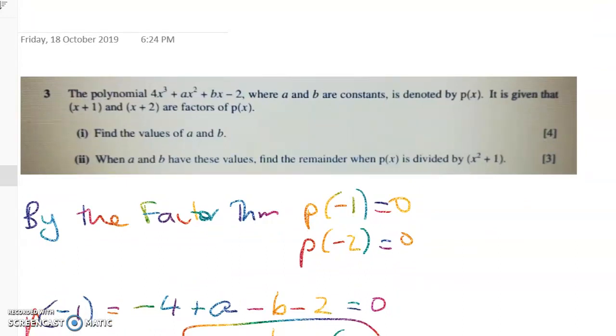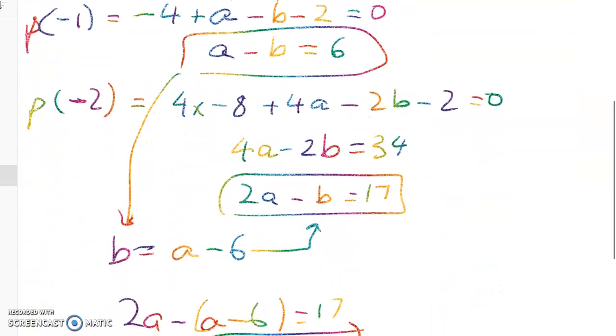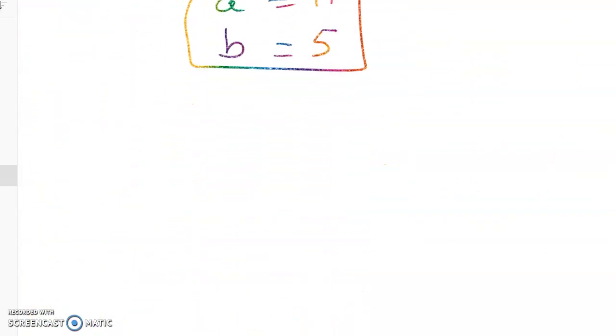Now, the next part of the question is a good example of being careful with place value when we do long division. So when a and b have got these values, find the remainder when p of x is divided by x squared plus 1. So as I said in the video that I just made, it is by far the easiest thing to do polynomial long division here. But you can also do the matching up method that I did in the other video. I'm not going to do that here. So let's substitute in the values of a and b and see what that looks like.